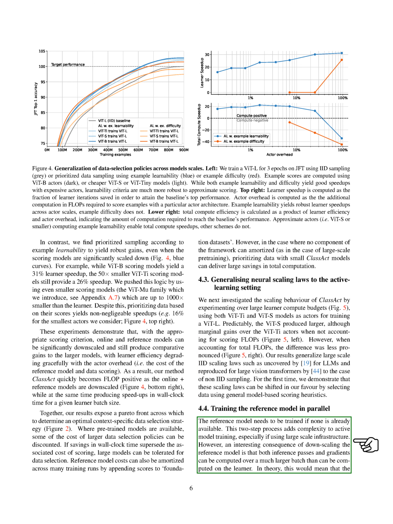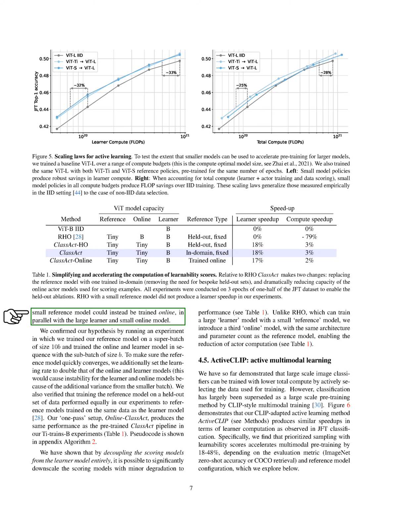We also found that if we don't already have a reference model, we need to train one. This adds a layer of complexity to the training process, especially when using large-scale infrastructure. However, we discovered that by reducing the size of the reference model, we can compute both inference passes and gradients over a much larger batch than the learner model can handle. This suggests that we could train the smaller reference model online, at the same time as the larger learner model and the smaller online model.